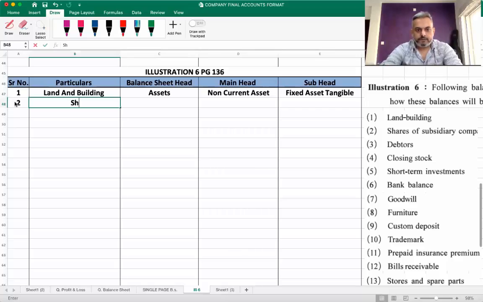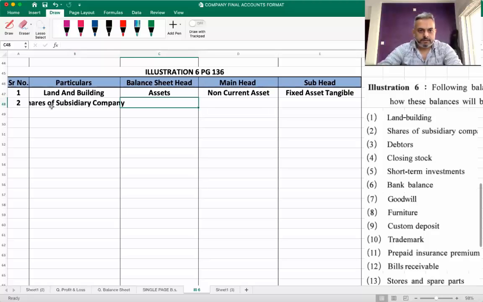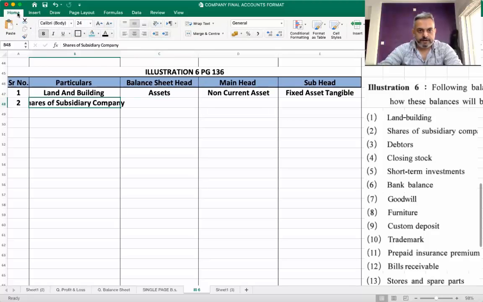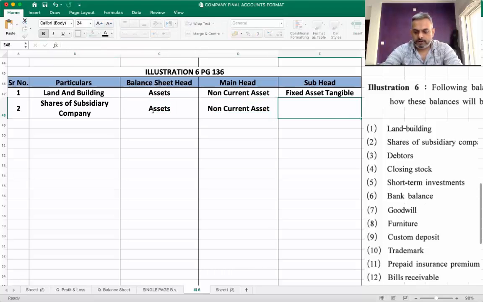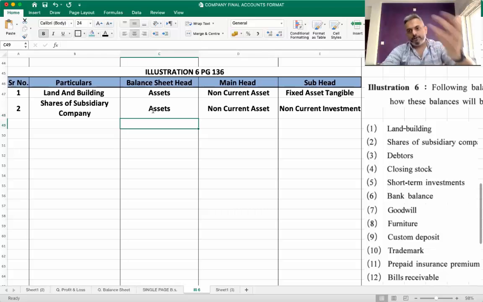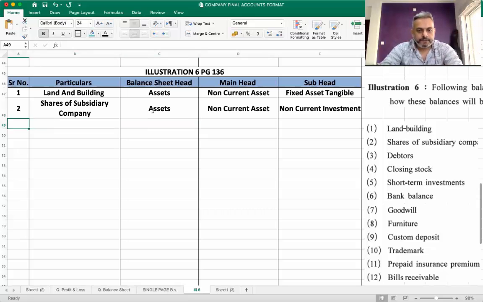Second, shares of subsidiary company. Shares of subsidiary company, assets, non-current assets, non-current investment which is for a longer period of time.